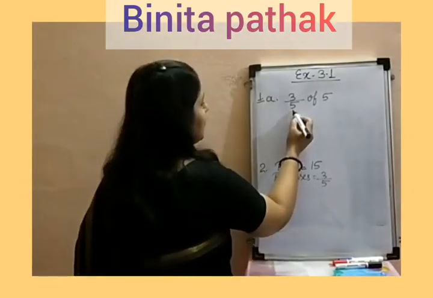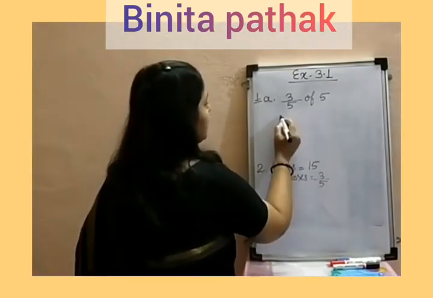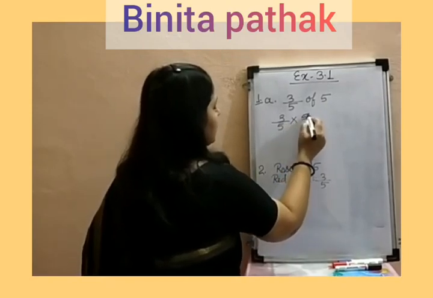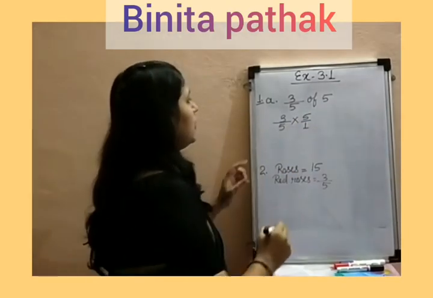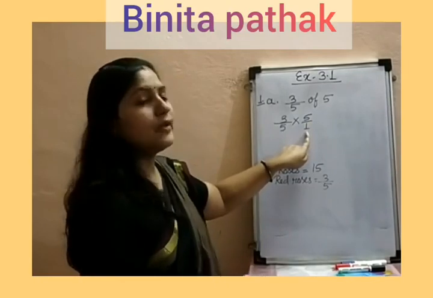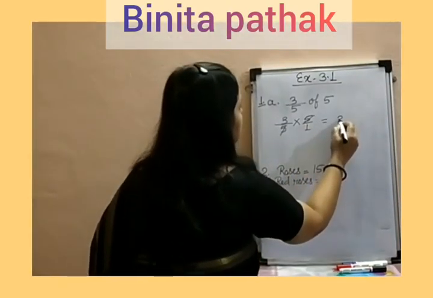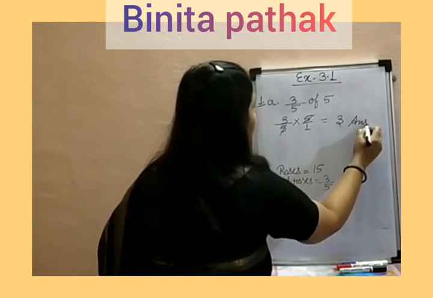This is question number 1A from 3.1. So 3 upon 5 of means multiplication. Write here 3 upon 5 into 5. We can write 5 upon 1, because every number has a hidden denominator 1. Cancel 5 by 5. So the answer is 3.